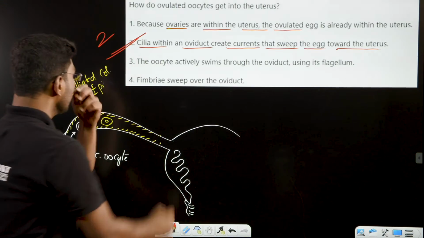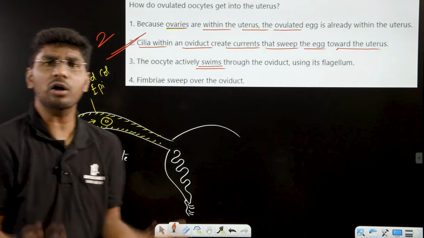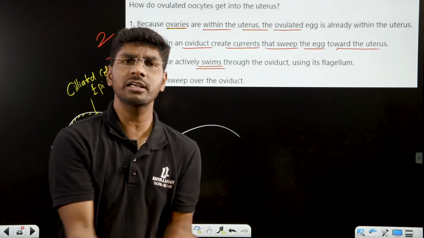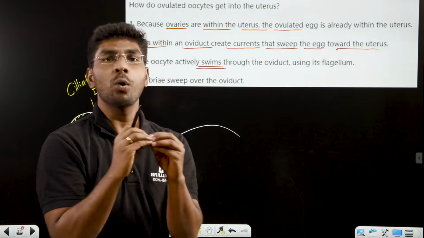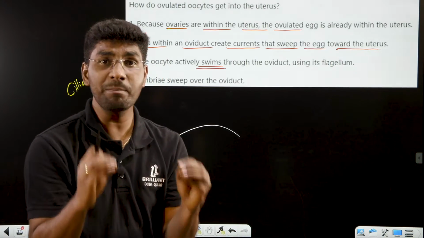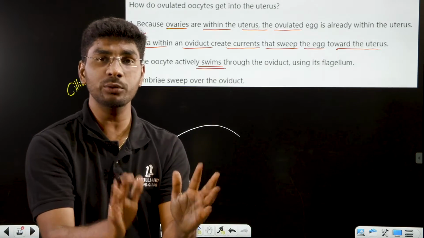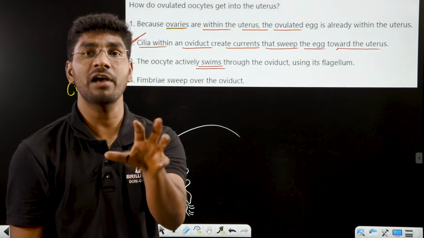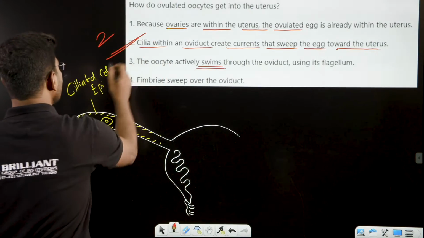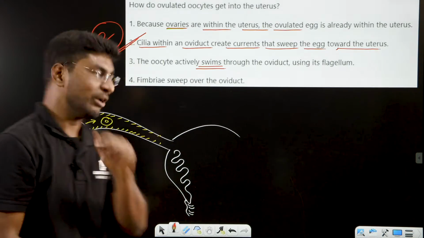Look at the next one. The oocyte actively swims. What is the organ that helps to swim? Nothing is there. No cilia, no flagella, nothing in the secondary oocyte. So the secondary oocyte independently cannot move. So what helps to move the secondary oocyte? The ciliated columnar epithelium of the fallopian tube. So our answer is option 2. I hope you understand. Shall we give over to Deepak sir? Look at the next question.